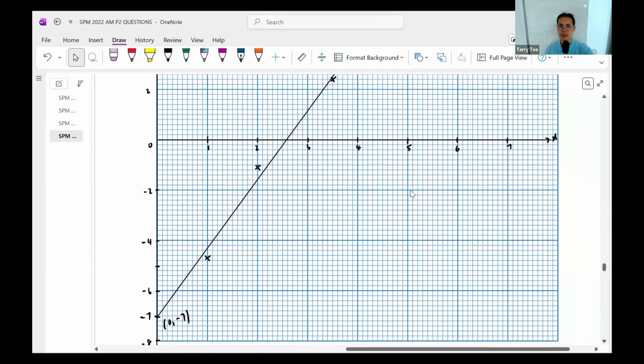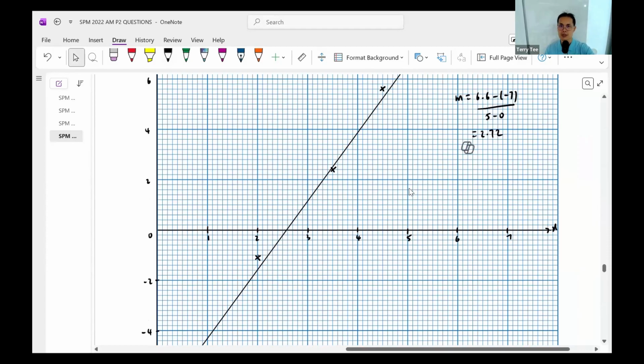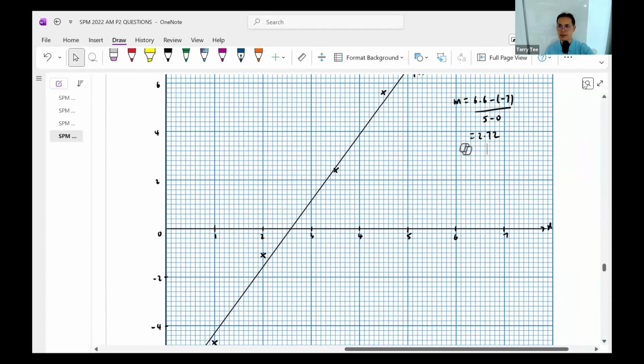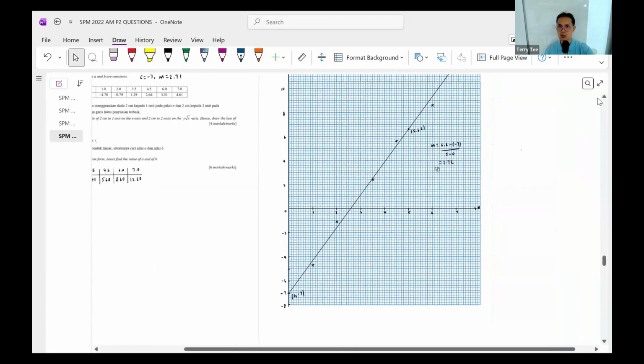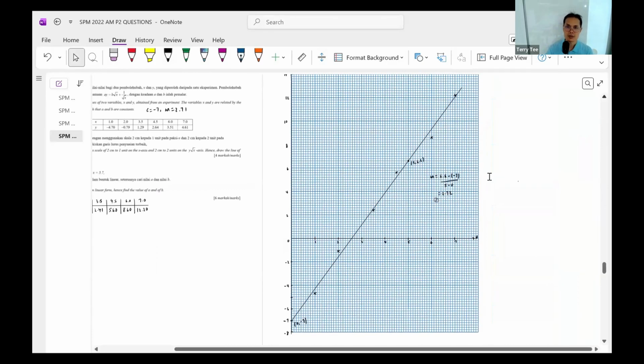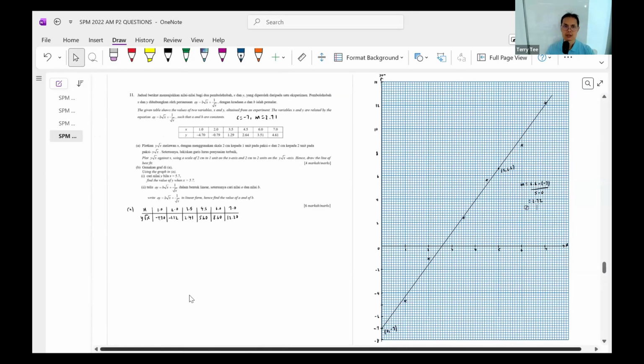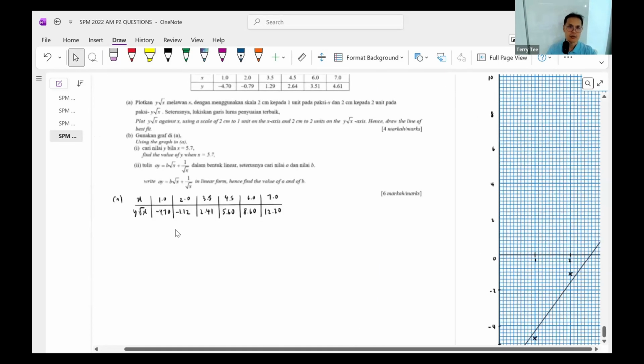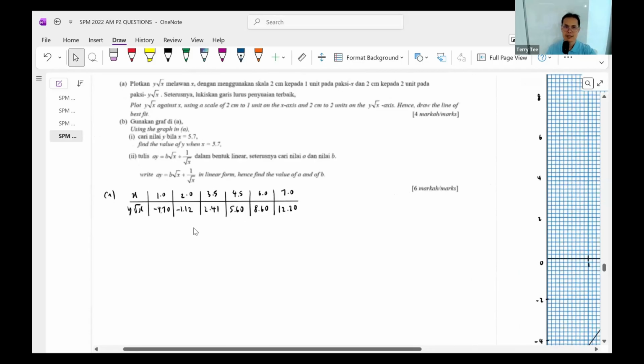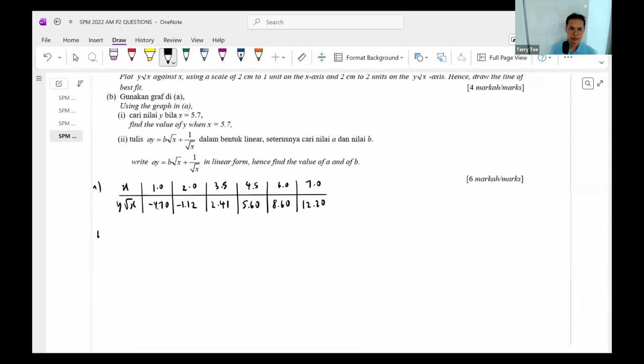Okay, zoom out a bit. We can see that. Now, next, what I want is to find the values of the unknowns A and B. Let's go back to our working here. Number 1, you need to find the value of y when x is 5.7. From the graph, when x is 5.7, what's your y? Y square root x is what?